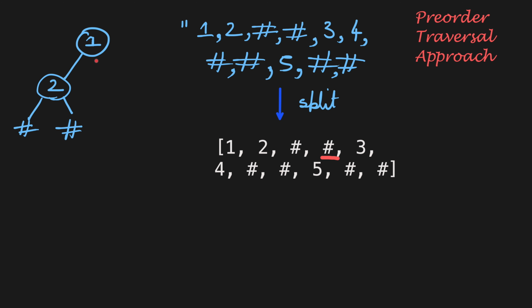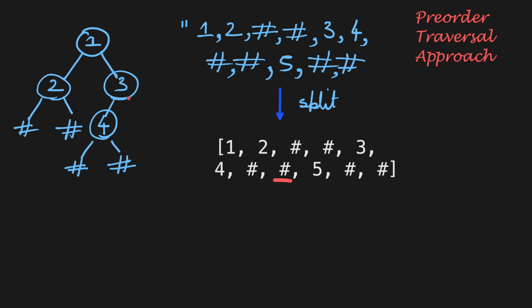So we backtrack and come to node 1 and now try to build its right child, where we pull out the next value, which is 3. So we create a new node from it and set it as the right child of node 1 and recurse deeper and pull out 4 from the queue and create a new node from it and set it as the left child of node 3. Then the next two values pulled from the queue are hashes. So these values become null left and right children of node 4. And now node 4 is complete.